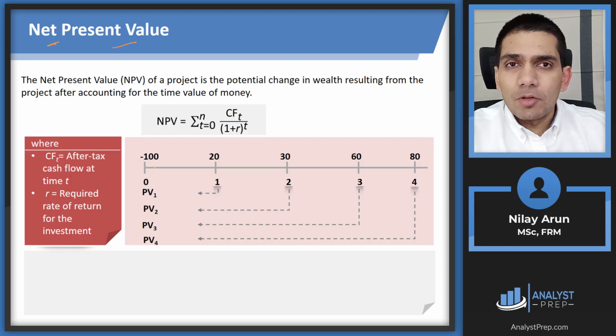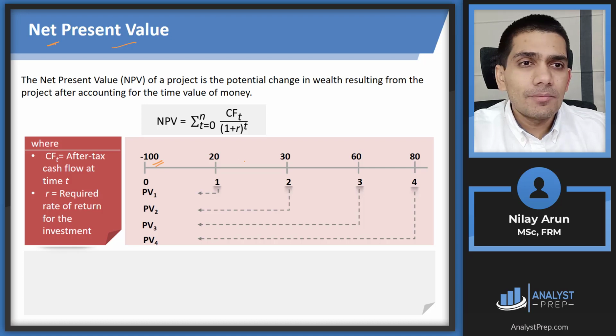So here is an example of a timeline. You have a project for which you have to pay 100 right now. So that is the outflow, minus 100. This is a project that is generating 20 in year 1, 30 in year 2, 60 in year 3, and 80 in year 4. Now, on the face of it, it looks to be quite profitable.